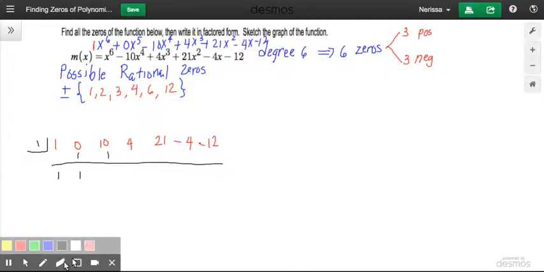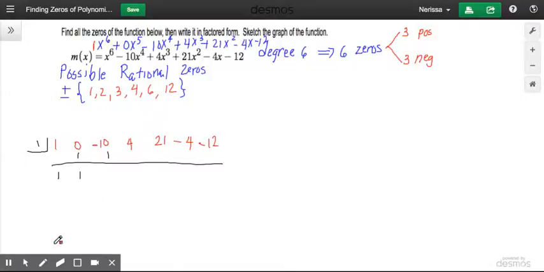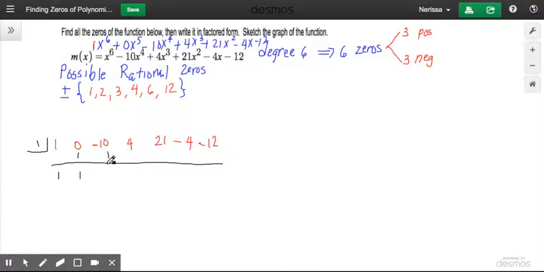Okay, there's something else I forgot. The 10 is supposed to be negative. So this needs to be negative. Okay, so now, if I didn't catch it, I'm going to do this wrong. So negative 10 plus 1 is negative 9. Negative 9 times 1 is negative 9. 4 minus 9 is 5. 5 times 1 is 5.